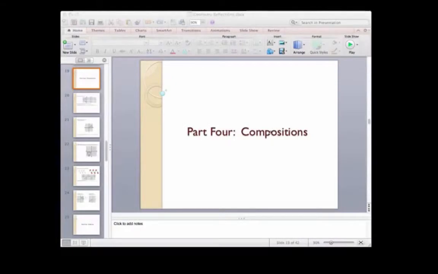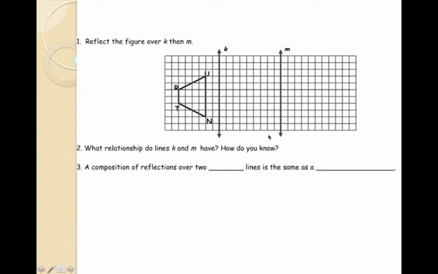Okay, compositions, just like in functions, it just means you're going to do one and then the other, and you could do eight if you wanted to, like we did multiple translations before. But on this one, we're first going to reflect the figure over line K, and then we're going to reflect it over M. Because these are vertical, remember that all we have to do is move to the right and then keep moving the same amount. So I take U, I have to go 2 to get to the first line, so I just keep going 2 more.